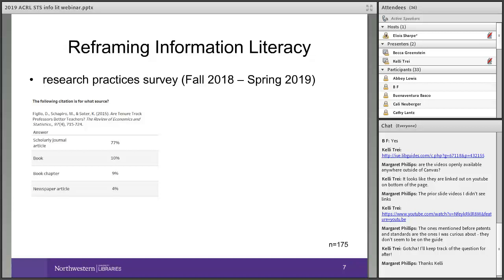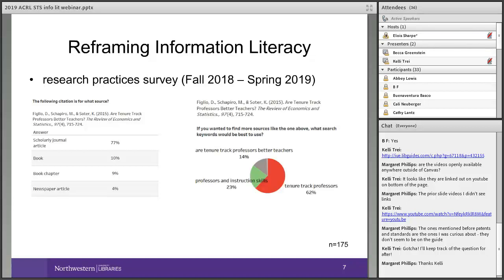And then the very next question after that was if we asked them if they wanted to find more sources like the one that we just gave them, what search keywords would they use? So again, this was multiple choice, 4 answers. Only 3 show up because the very last answer was teachers teaching students, and only 1 person picked that one. So you can see a tiny sliver on the slide here, but that choice didn't show up. So you can see that only 23% of the students got it right.